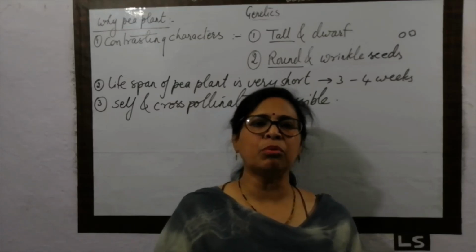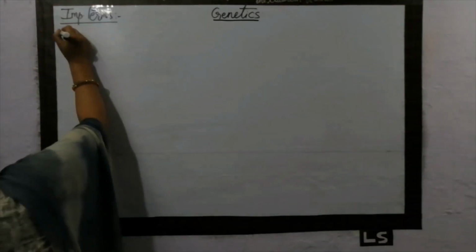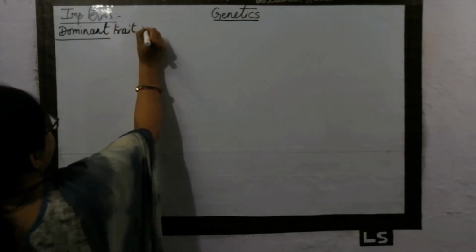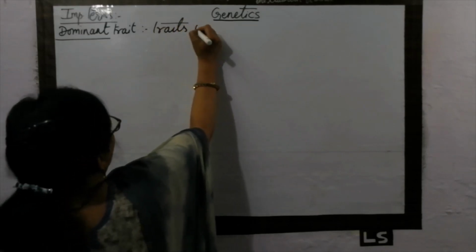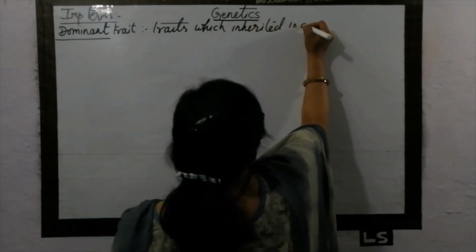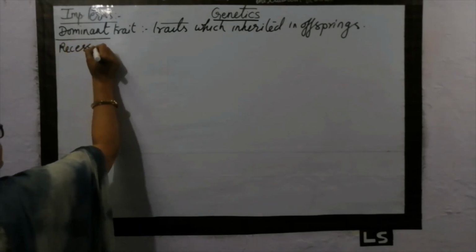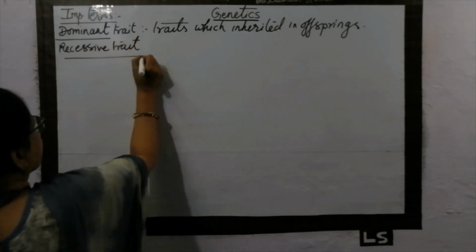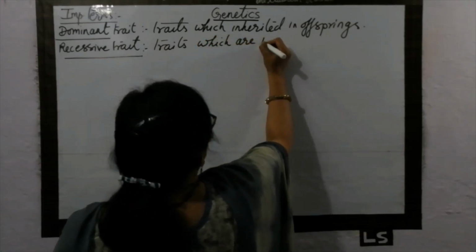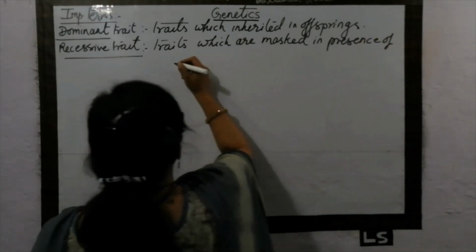Now we have to study some important terms related to genetics. First is dominant. Dominant characters or traits are the traits which are inherited in offspring, or visible in offspring. What is recessive? Recessive traits are the traits which are hidden or masked in the presence of a dominant trait.